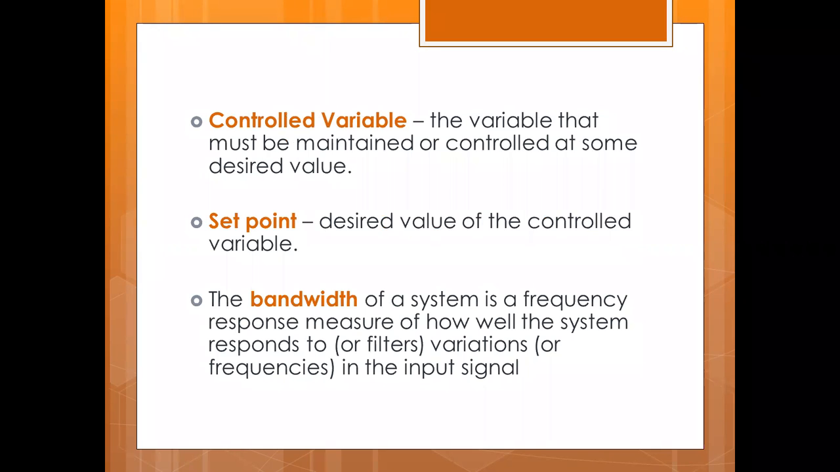So for the controlled variable, this is the variable that must be maintained or controlled at some desired value. The set point is the desired value of the controlled variable. Now the term bandwidth, you have encountered this towards the latter end of the course. So the bandwidth of a system is a frequency response measure of how well the system responds to or filters variations or frequencies in the input signal. How well it filters frequencies or how well it responds to variations in the input signal is a measure of the system's bandwidth.